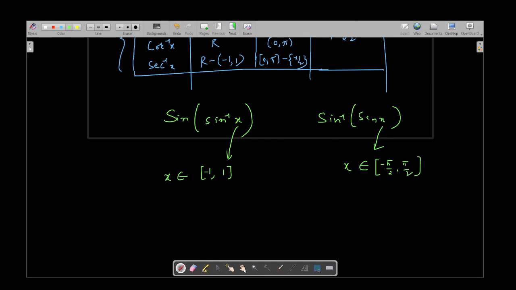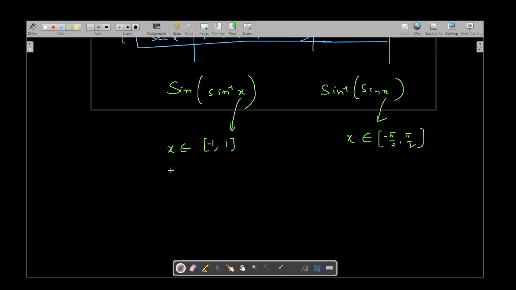For example, if I have sine inverse of, let's say, 1.5, then this value does not exist, because this does not come in the interval -1 to 1.